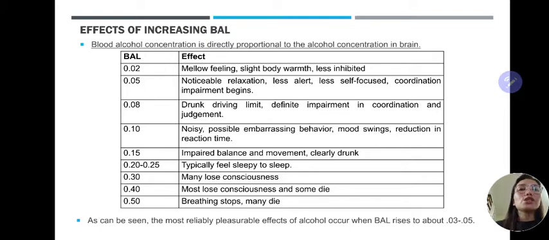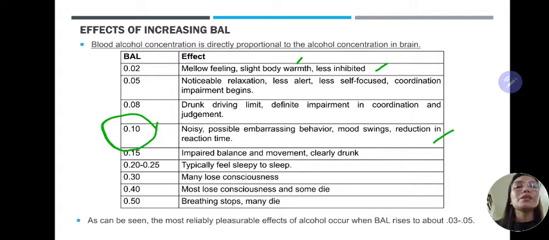So, this is the table showing the blood alcohol concentration, which is directly proportional to the alcohol concentration in the brain. So, ito yung sinasabi na 0.10 na yung concentration kanina. So, ito na yung effect niya sa behavior ng isang tao. So, pwedeng noisy, embarrassing behavior, mood swings, reduction in reaction time. So, kapag 0.02, medyo light pa lang yung effect ng alcohol sa katawan. Hindi pa masyadong nananotice. Nagkakaroon pa lang, parang nagiinit pa lang siya.